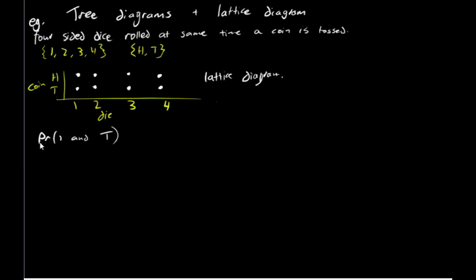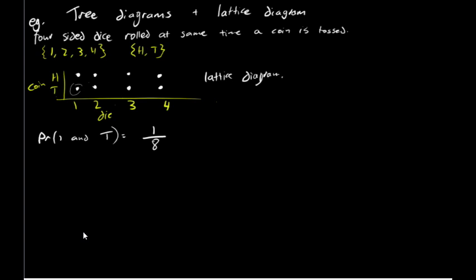So if I want to find out the probability of getting a 1 on the dice and a tails on the coin, I can use the lattice diagram, because there's only one way I can do that, which is over here, a 1 and a T. So there's 1 out of 8 different possible outcomes. Quite useful in that regard.